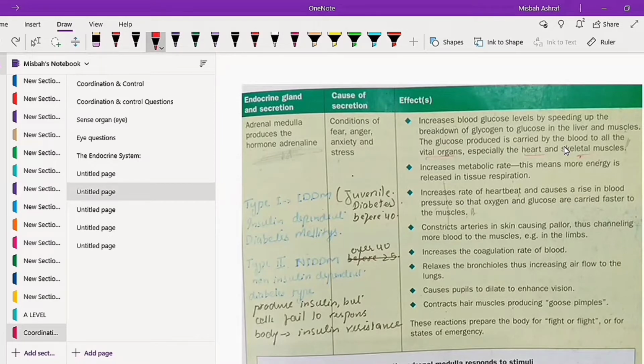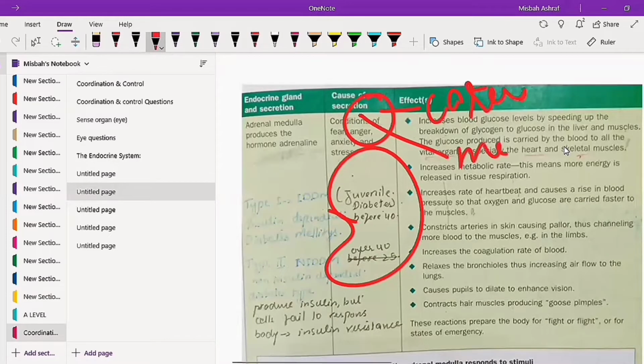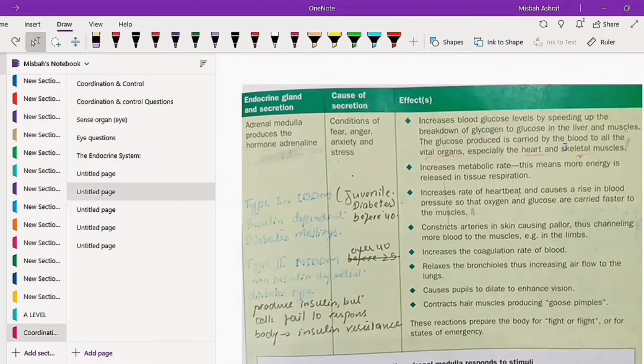In the same way, the gland which is present at the top of the kidney is known as the adrenal gland, right? And the adrenal gland also has two parts. The outer is the cortex, similar to the kidney, and the inner of the adrenal gland is the medulla, just like the renal cortex and the renal medulla. To differentiate it from the kidney, we use the word adrenal for the adrenal gland, and we use the word renal for the kidney. So it will be adrenal cortex and adrenal medulla when we are talking about the adrenal gland, and when we are talking about the kidney, we will use renal cortex and renal medulla. Clear?